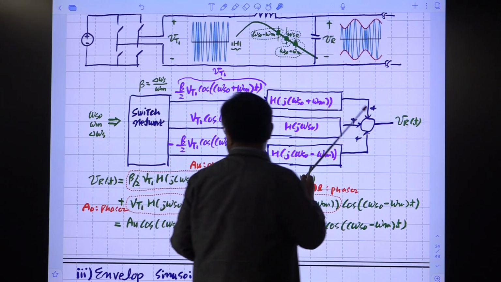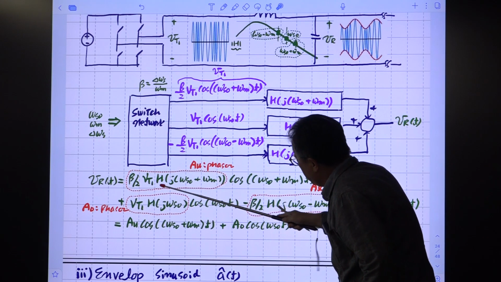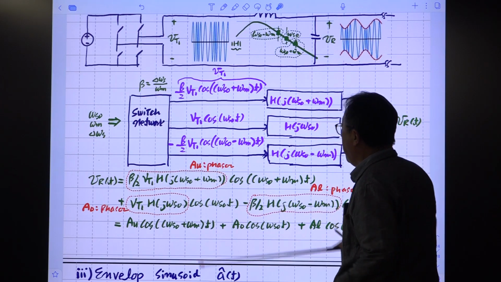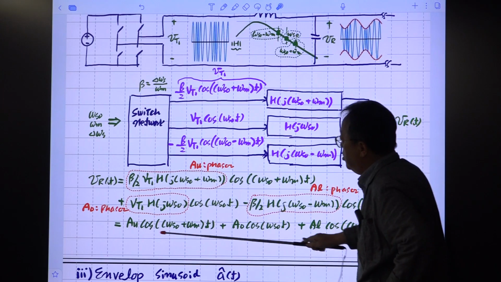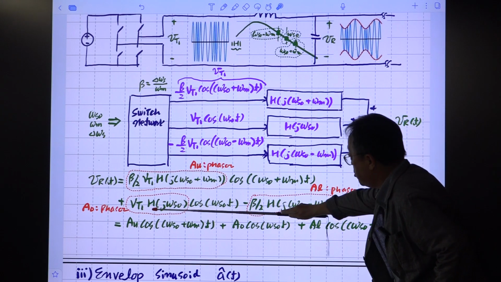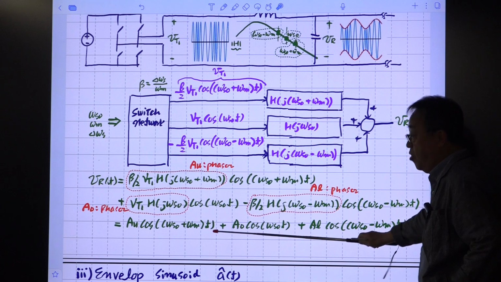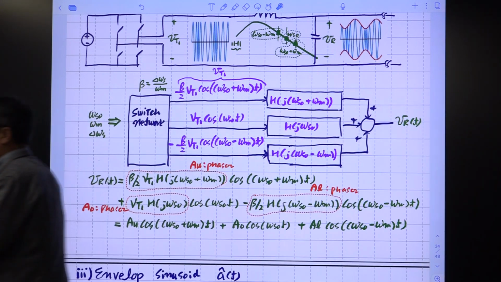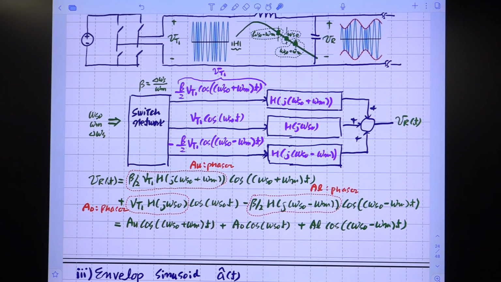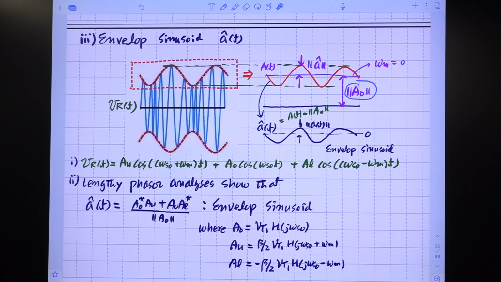So this is the phasor. Because these are constant, but this one is a phasor. So we have three phasors: AU is a phasor, AO is also a phasor, and this one, AL, is also a phasor. So we have three phasors, a summation of three. This slide shows graphically what we have done.